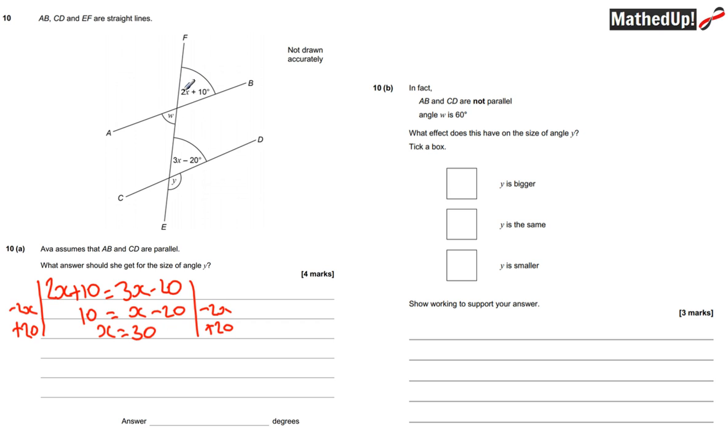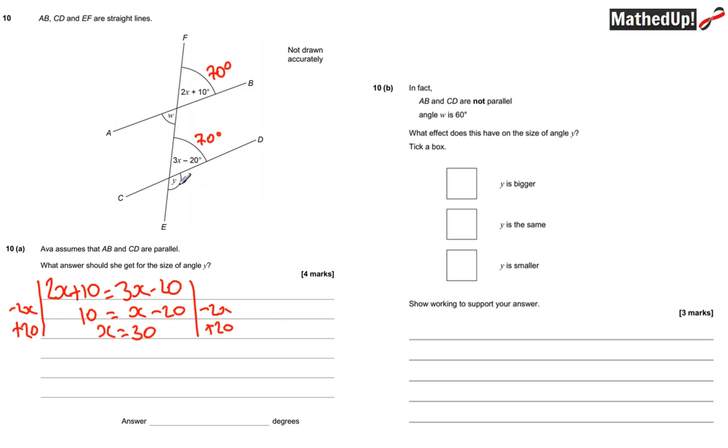Okay, so now I know that x is 30. I know that this angle here is going to be 2 times 30 plus 10, which is 60, plus 10, which is 70. And I also know this angle here is going to be 3 times 30, which is 90, take away 20, which is 70. So we wanted them to be equal to each other, and when x is 30, they are equal to each other. So they're 70 degrees.